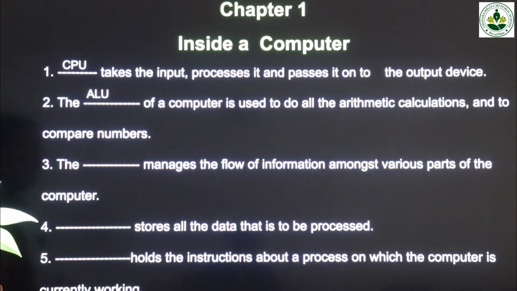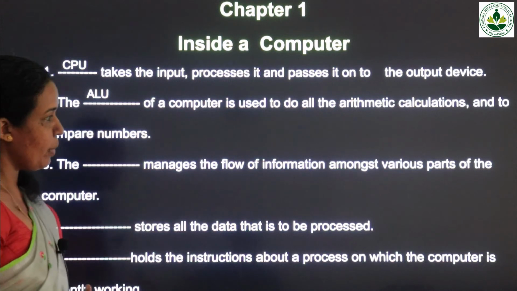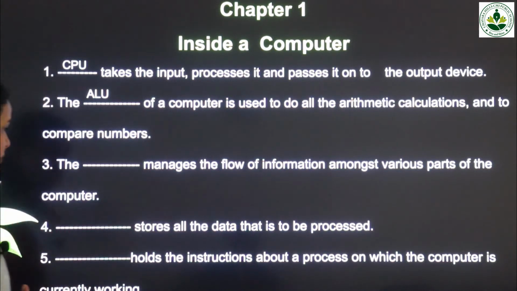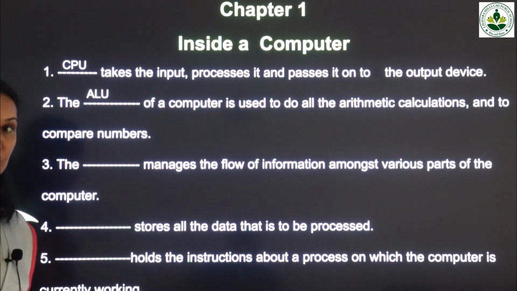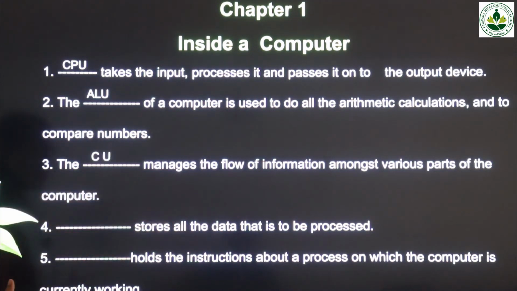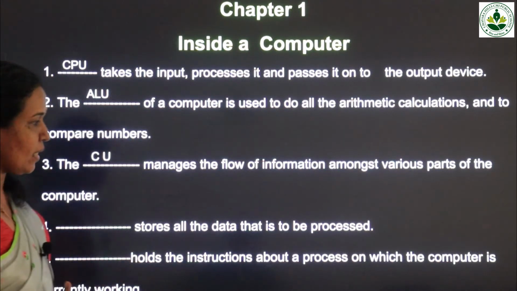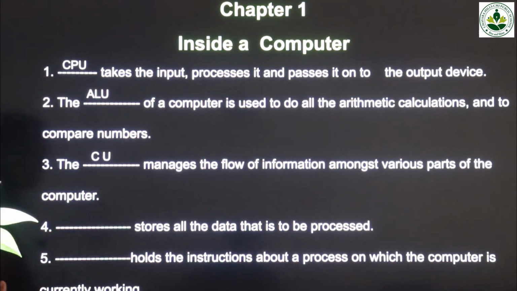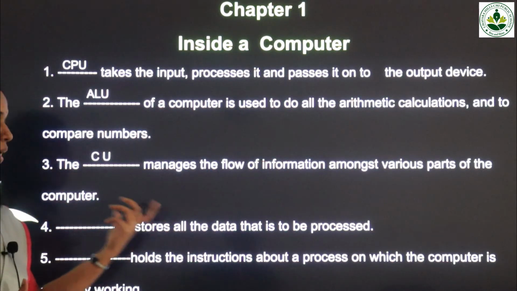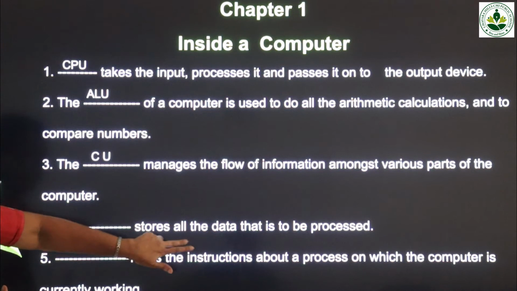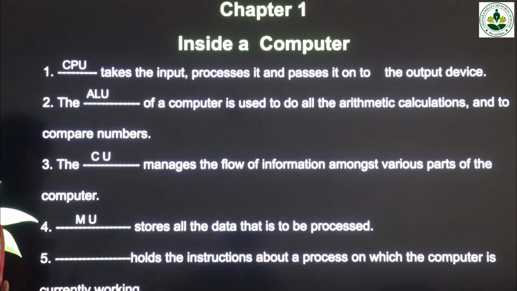Then third one, the dash manages the flow of information amongst various parts of the computer. So what manages the flow of information? It is the control unit. The short form is CU, control unit. The next one, dash stores all the data that is to be processed. What stores the data that is to be processed? Where does it store all the data that is to be processed? It is in the memory unit. MU, that is memory unit.